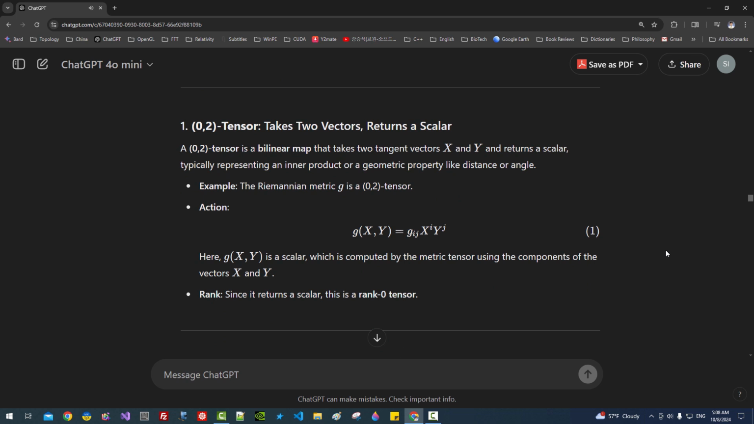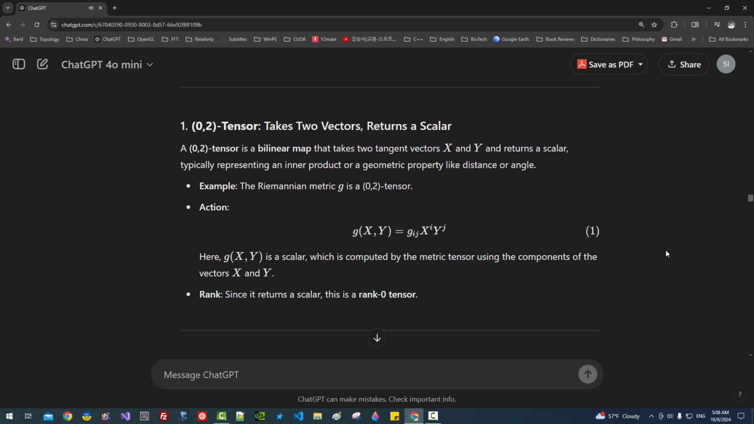1. A 0-2 tensor takes two vectors, returns a scalar. A 0-2 tensor is a bilinear map that takes two tangent vectors X and Y and returns a scalar, typically representing an inner product or a geometric property like distance or angle.